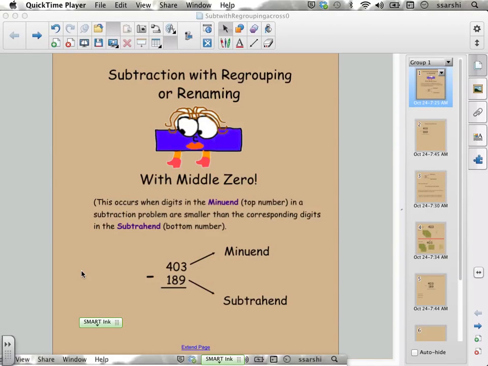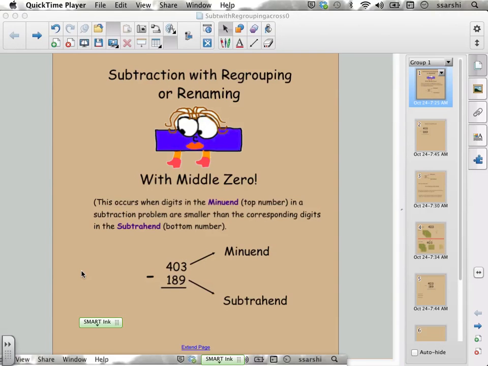Okay, this is a lesson on subtraction with regrouping, or these days we're also calling it renaming. And this is with a middle zero. First, we're going to start out with a three-digit problem, 403 minus 189.